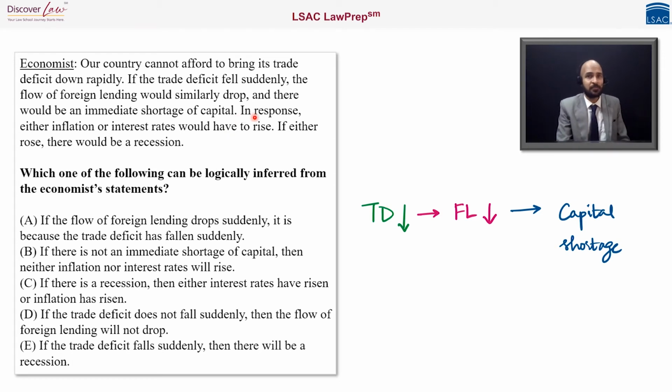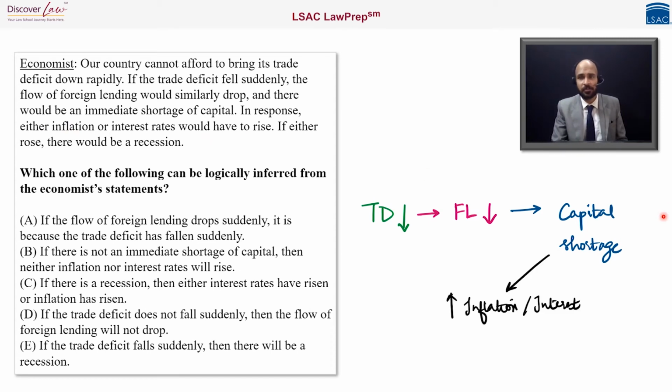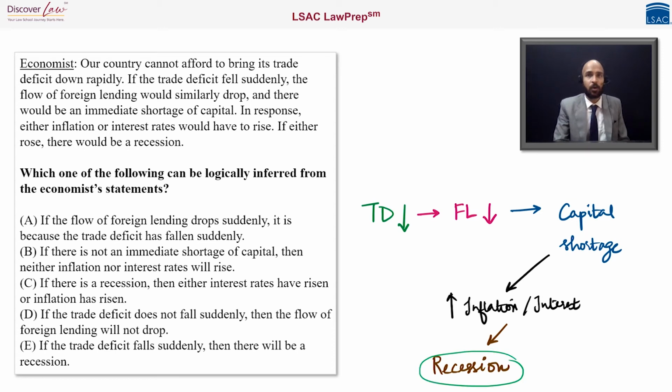And then it says, in response, either inflation or interest rates would have to rise. And then it says if either of these rose, then there would be a recession. Now you can see here that there's a progression that is happening, and you also see that a recession, or even the trade deficit, is something that our country cannot afford. So that kind of looks like saying that the trade deficit or the recession is not good.